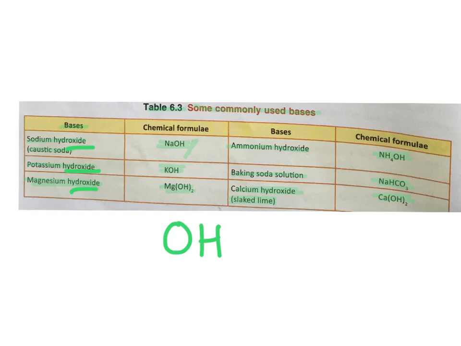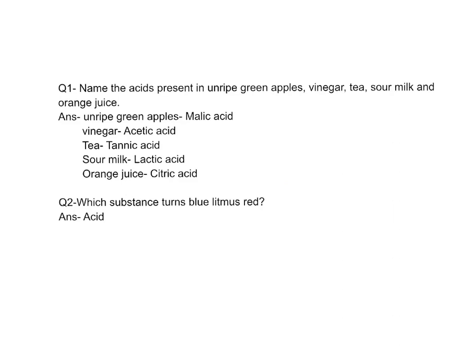Now we will proceed with some writing work. Children, write the first question. Name the acids present in unripe green apples, vinegar, tea, sour milk and orange juice. The answer to this question: unripe green apples contain malic acid. Vinegar contains acetic acid. Tea contains tannic acid. Sour milk contains lactic acid. Orange juice contains citric acid.